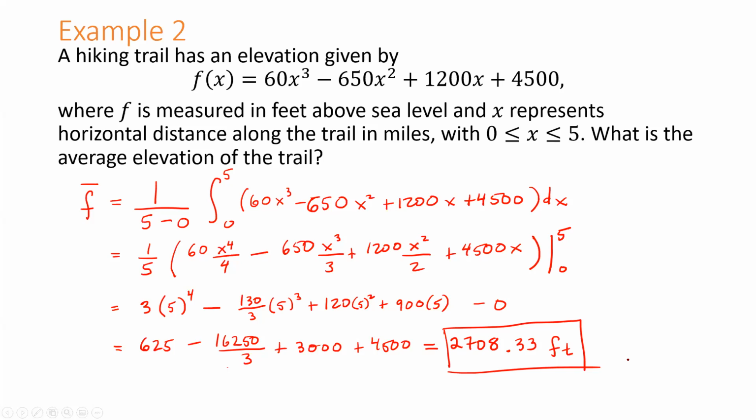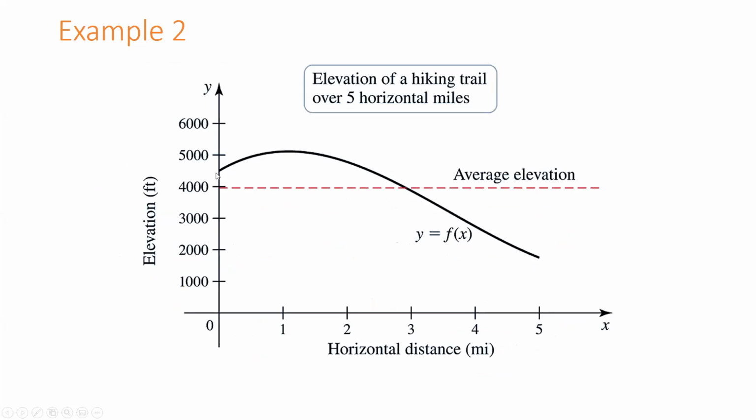So this would represent the average elevation over the first 5 miles of this trail. You can imagine that the trail itself maybe is going up and down, so this value would be somewhere in the middle of all that. Here you can see exactly where that lies. You have something that is going up at first and then starts to decline.